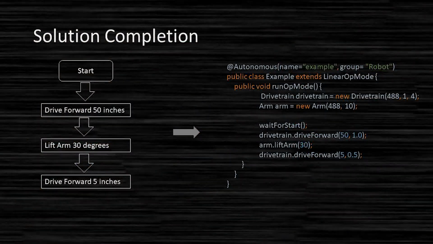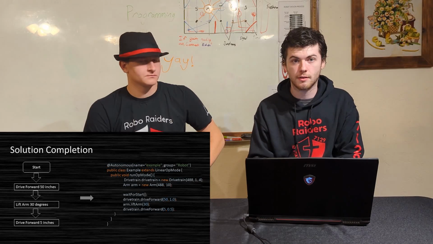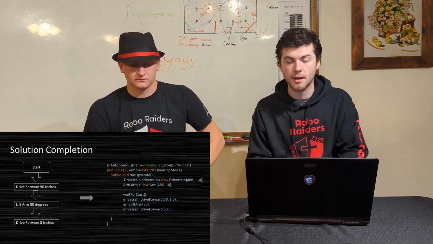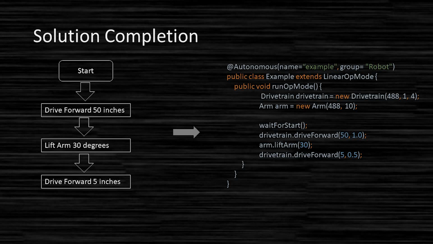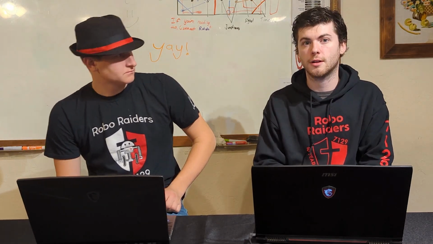Once you have that working, though, we can move on to the solution completion. You can use those methods, you can use those classes to execute the actions that you've specified in your flowchart to complete your program. In this example, we instantiate our drivetrain and arm class, and we make 3 method calls that executes each of the steps described in the flowchart. That's the summary of how we can use object-oriented programming and a defined design process applied to our software to give us object-oriented programs that can be flexible and modular and easily reused from year to year.